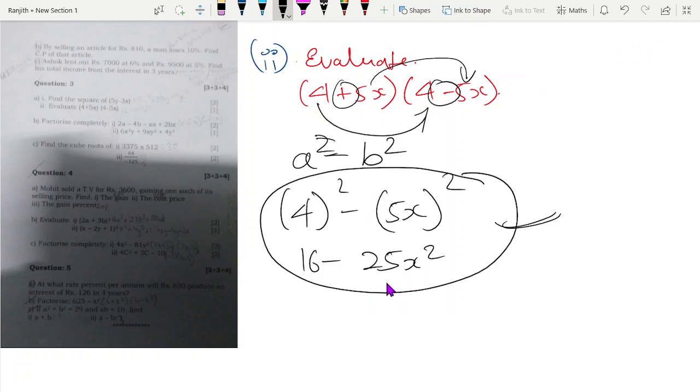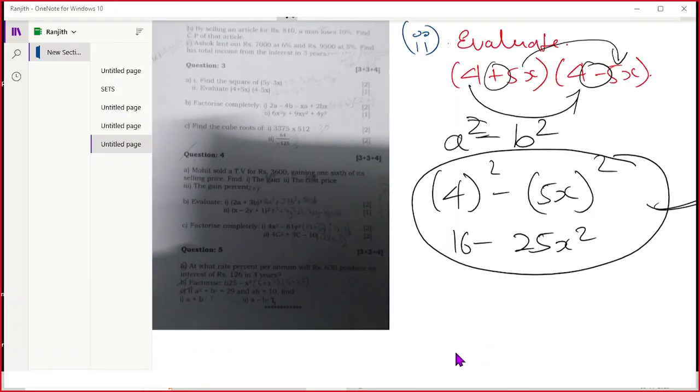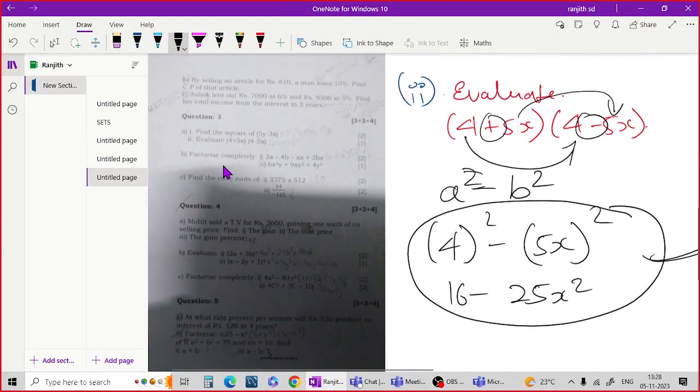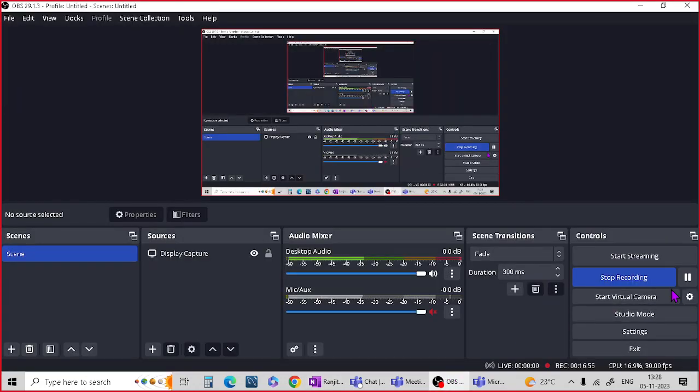16 minus 25x square. Okay, just a minute. Try the next question, students. Question 3b. Factorize completely. Try both the questions. Question 3b. Let me stop.